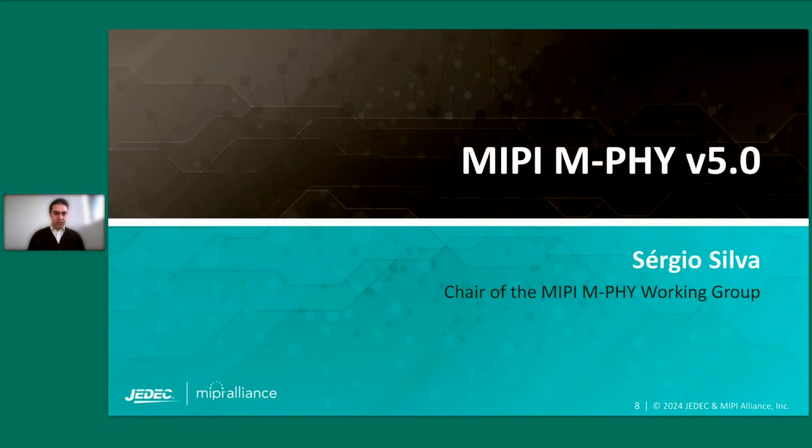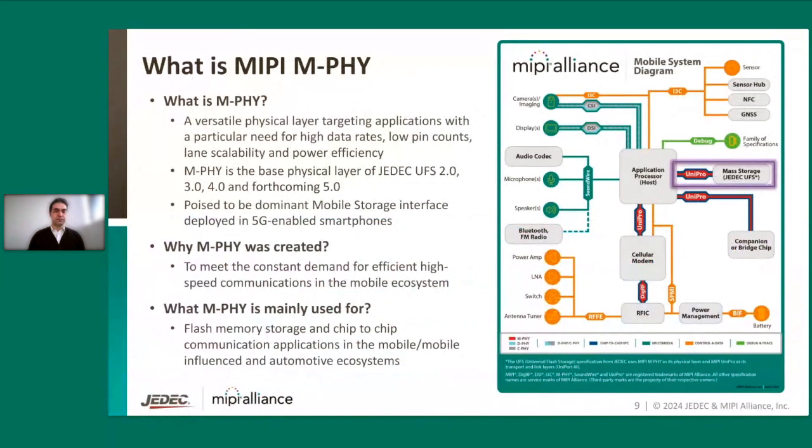So let's talk a little bit about M-PHY. What is M-PHY? It's a versatile PHY specification that is meant to be used in mobile applications where performance and power efficiency are paramount. It is the base physical layer for JEDEC UFS 2.0, 3.0, 4.0, and the forthcoming 5.0 specifications. It is currently mainly used for flash memory storage, but it can also be used in chip-to-chip communication applications.